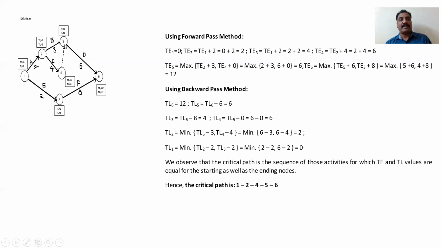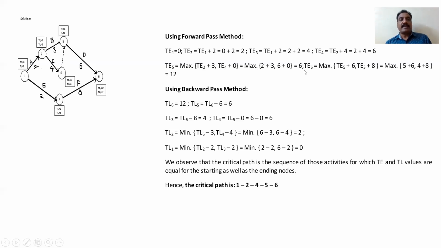In the forward pass method, you have to use the maximum of these 2 arrows. Maximum here: TE5 is equal to the maximum of TE2 plus this activity 3, or TE4 plus this activity, which consumes 0 time. So TE2 plus 3 is 5, 6 plus 0 is 6. So the maximum is this 6. Whichever is maximum can be taken.